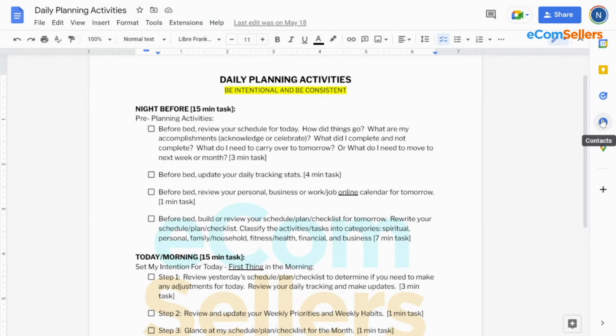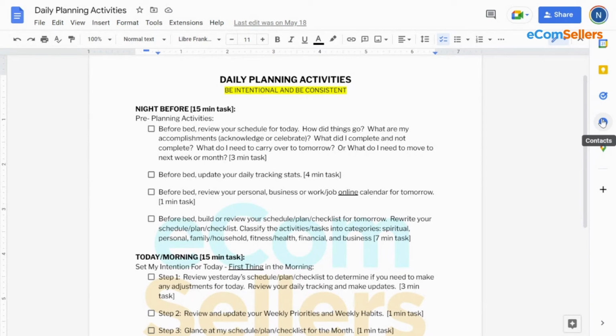Next, we are going to review our online calendars. That's your personal, your business, and your work. If you're using Gmail, which I use Gmail, we have a G Suite account. It works perfectly. It's great. But again, look at your online calendar, your personal, your business, and your job for tomorrow so that you're not surprised about what's going to happen tomorrow.